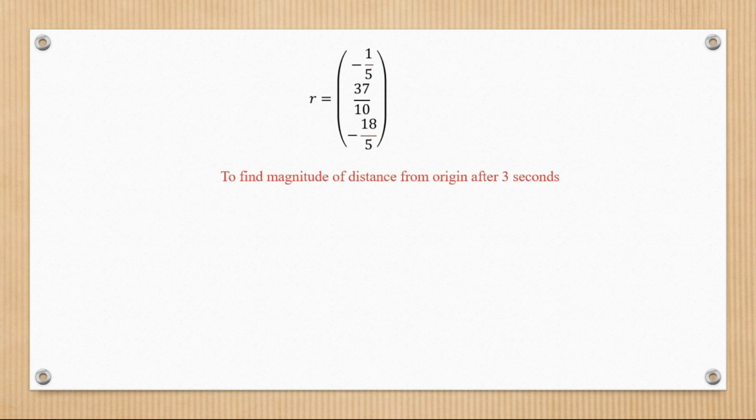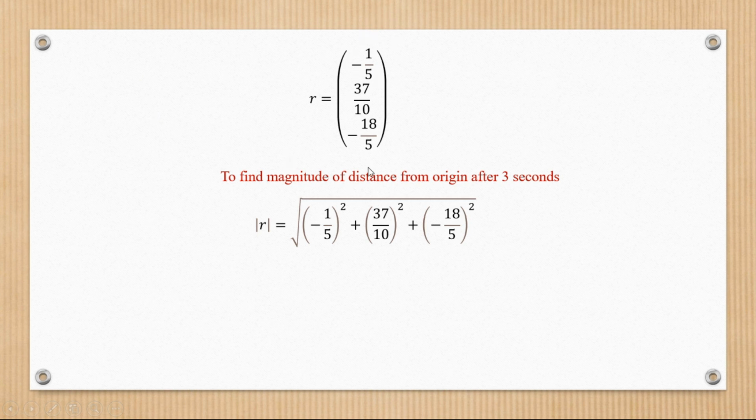Alright, so next, to find the magnitude of distance from origin after 3 seconds, this is what I'll have. So finding magnitude will be the square root of this squared, and that squared, of which I'll have root of 0.04 plus 13.69 plus 12.96, which shall be equal to root of 26.9, which is 5.1662 meters. And that shall be the distance from the origin after 3 seconds.